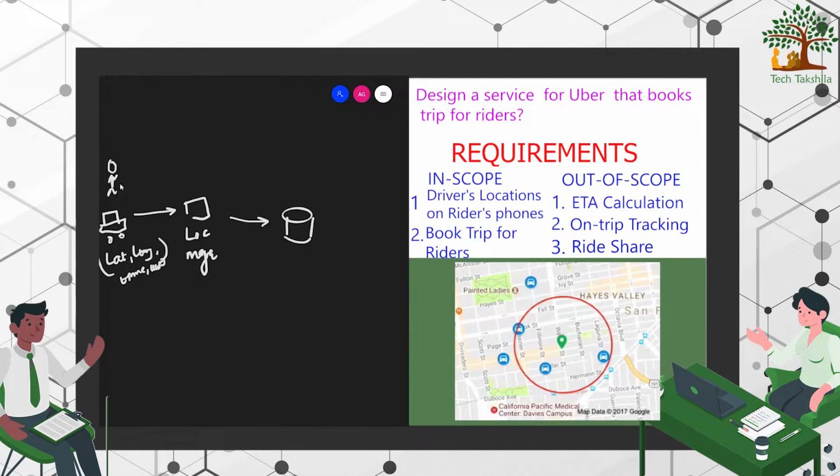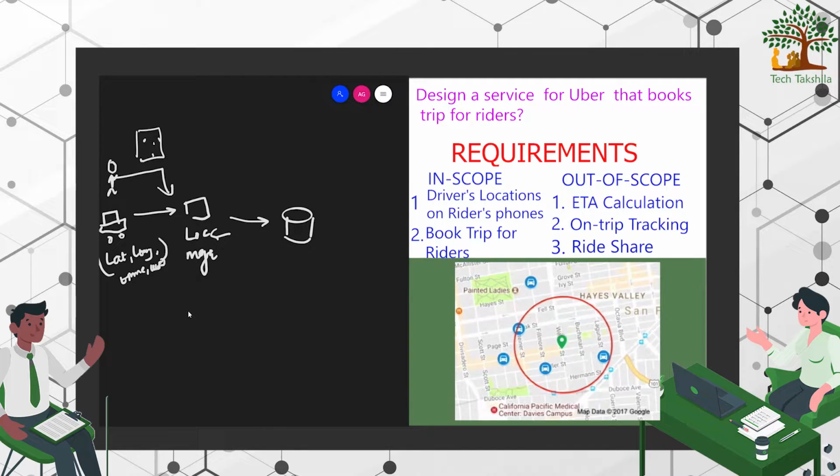Okay, so now let's talk about the riders. So for riders, as soon as they open up their app will again talk to the location manager service, which will query this data store for driver's location and return a list of drivers that are closest to the rider and show the dots on his or her mobile phone. Okay, that looks good. But can you explain a little bit that how this location manager is finding the drivers in vicinity?